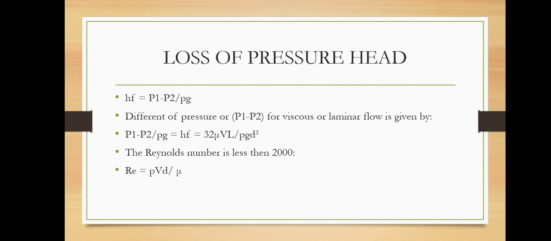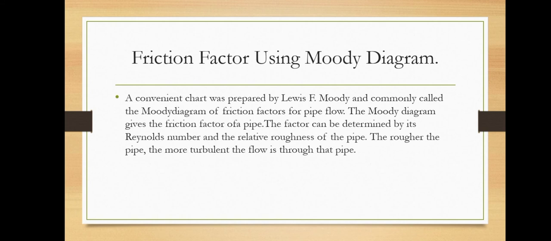And then friction factor using the Moody diagram. A curvature chart was prepared by Lewis F. Moody and is commonly called the Moody diagram of friction factor for pipe flow. The Moody diagram gives the friction factor of a pipe. The factor can be determined by its Reynolds number and the relative roughness of the pipe. The rougher the pipe, the more turbulent the flow is through that pipe.